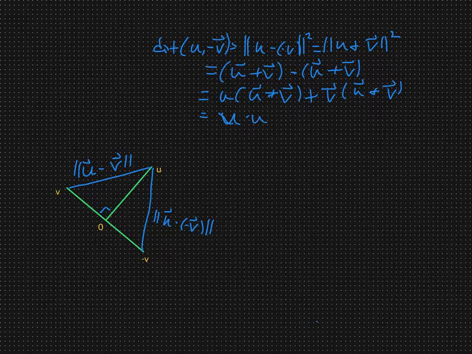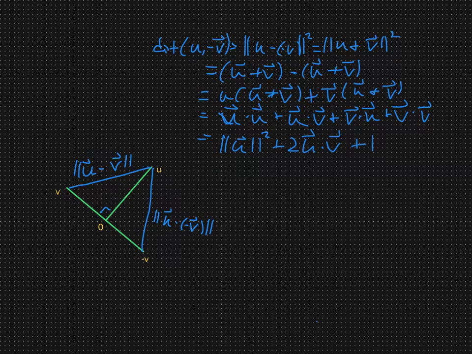Back on those properties we had a couple of slides ago. U dot U plus U dot V plus V dot U plus V dot V, which, since U dot V and V dot U are the same thing, we can write as the norm of U squared plus 2 times U dot V plus the norm of V squared.